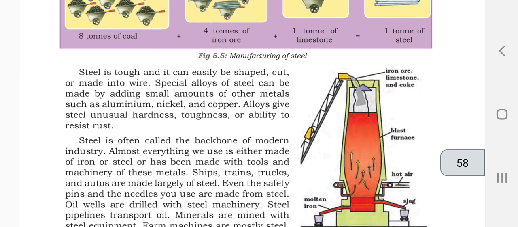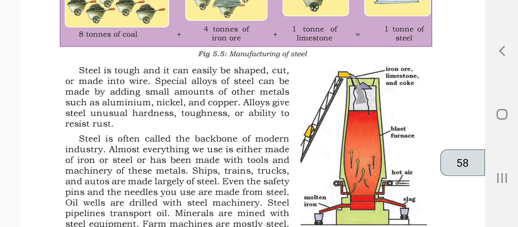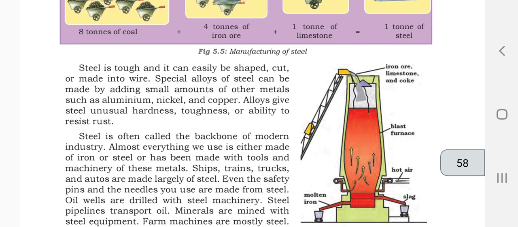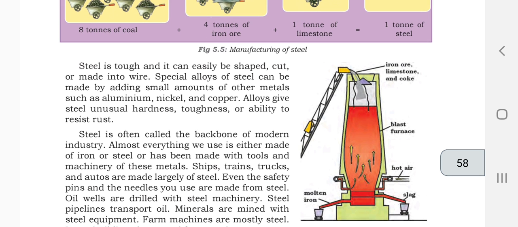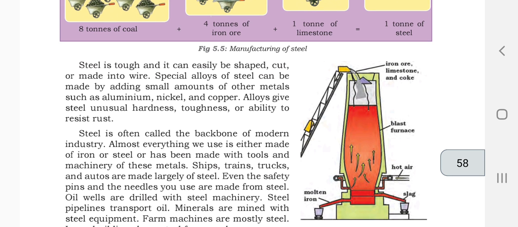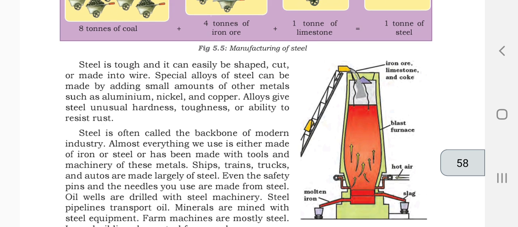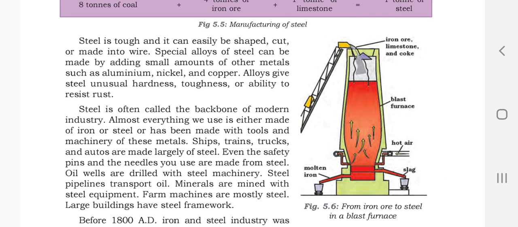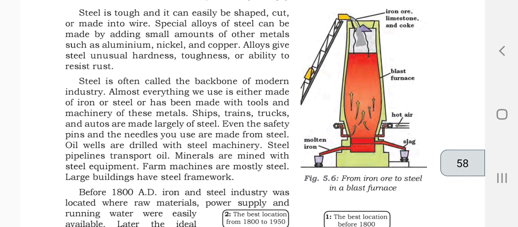Steel is tough, and it can easily be shaped. It can be given any shape, cut, and made into wire. Especially, alloys of steel can be made by adding small amounts of metals such as aluminum, nickel, and copper. Alloying gives steel hardness, toughness, and the ability to resist rust. Then steel is often called the backbone of modern industries.